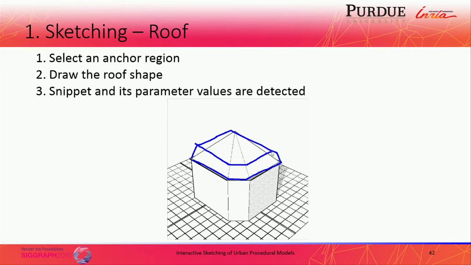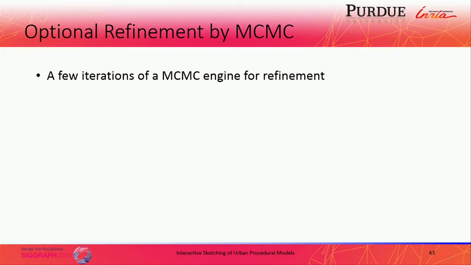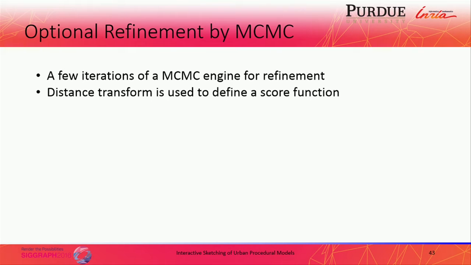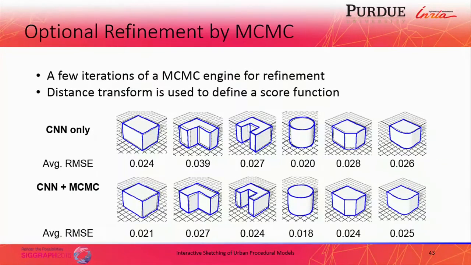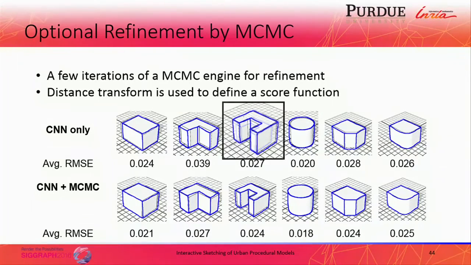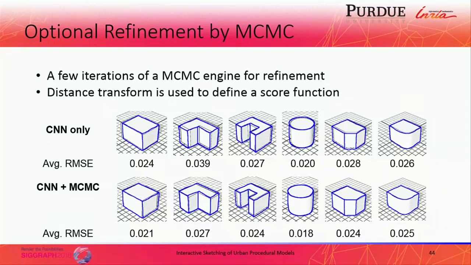Optionally, our CNN can use a few iterations of the MSMC engine to refine the parameter estimation. We use distance transform to define a score function. While the CNN already achieves a good parameter estimation, the MSMC refinement further improves the results, especially for complex shapes such as an L shape or a U shape. Here, root mean square is relative to the normalized parameter values, and our current implementation uses just 10 iterations of MSMC.